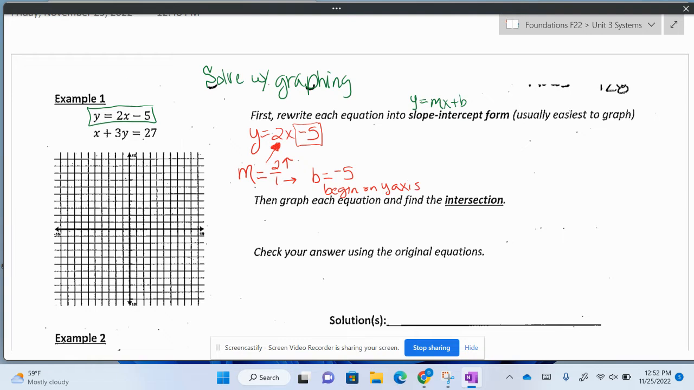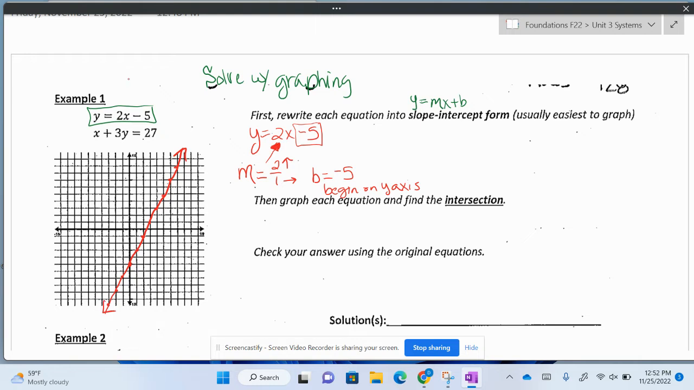So I'm going to go ahead and graph that equation, starting at negative 5. And then I'm going to go up 2 over 1, up 2 over 1. And I'm going to do this as long as the graph allows me, because I want to make sure I have a nice straight line and that I'm going to get a nice exact intersection point.